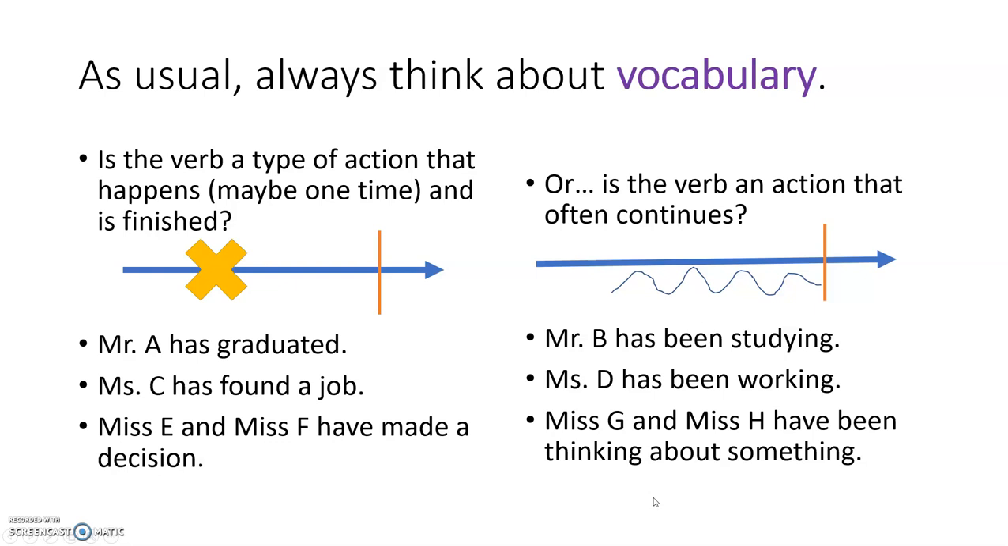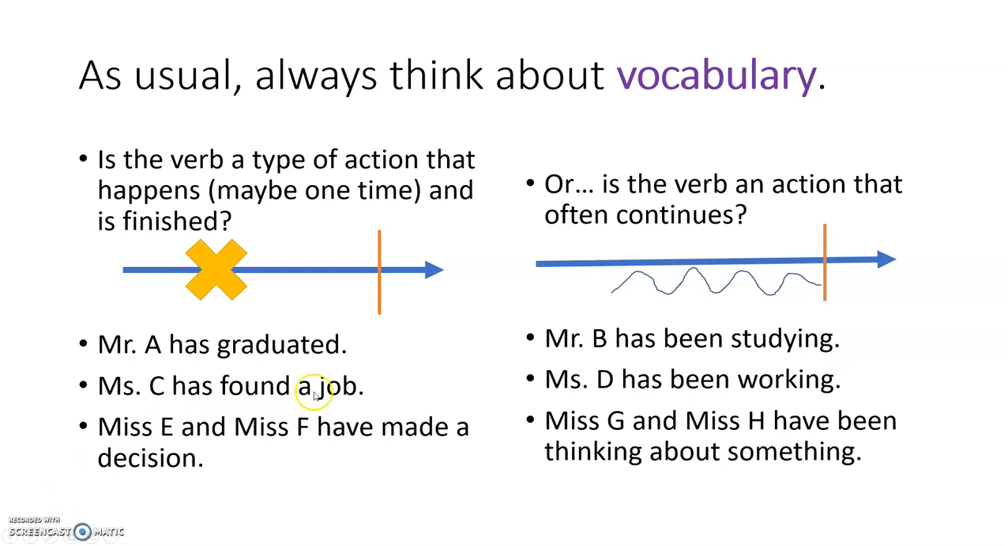Okay, as usual, you always have to think about vocabulary. What kind of verb is it? What does the verb mean? Is it an action that happens maybe one time and is finished? Or is it a verb that often continues? So again, side-by-side examples. Mr. A has graduated. Mr. B has been studying. You graduate one time. You study over and over and over.